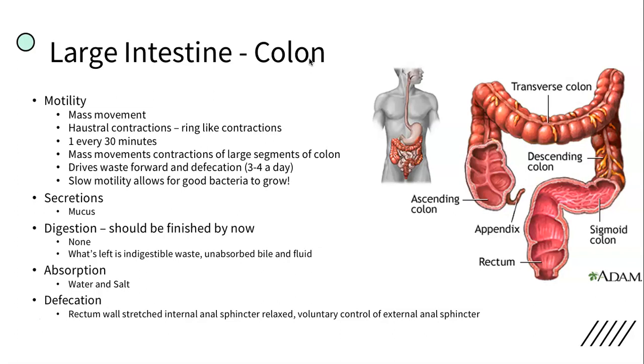Motility, there are things called mass movements and haustral contractions. Haustral contractions are these ring-like contractions. They're very slow. You get one every 30 minutes or so. And then you get mass movements, which are contractions of large segments of the colon. That basically drives waste forward and eventually so that you get defecation. You get 3 to 4 of these mass movements a day. And this is all happening very slowly. And that's actually a good thing because slow motility allows for colonies of good beneficial bacteria to grow.